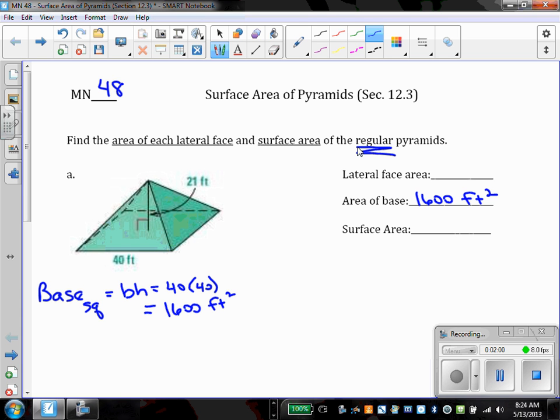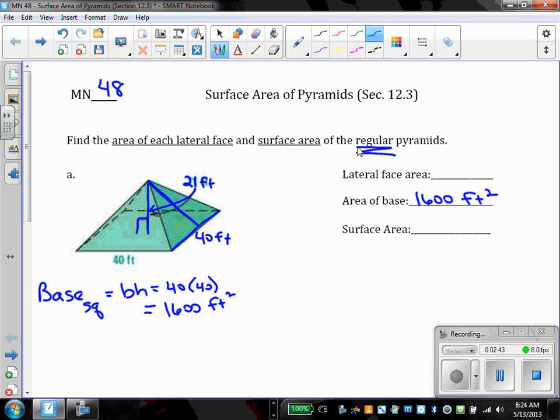Okay, now we want to find the area of one of the lateral faces, so one of the triangles. And if you look, what you have here is the base of this triangle, which is 40 feet. And you need the height of this triangle, which is actually called the slant height, because it's not the height of the pyramid, it's the height of the lateral face. The height of the pyramid is very clear right here. It's going from the peak down to the base at a 90-degree angle, and that's 21 feet, as it says right here. What we don't have, though, is the length of this slant height.